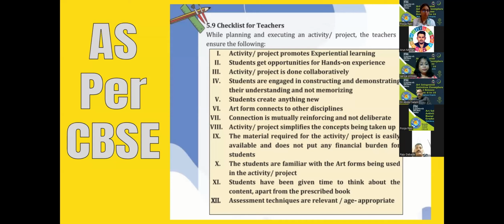So the child should be engaged in constructing and demonstrating their understanding while they are doing the research, or while you are assigning a project. You should also keep in mind that you give a particular topic so that they can do the research work. Students create something new. The art form connects to other disciplines, which we have seen previously, that is interdisciplinary: how we can relate the things, how we can conduct the activities. The connection is mutually reinforcing and not deliberate.